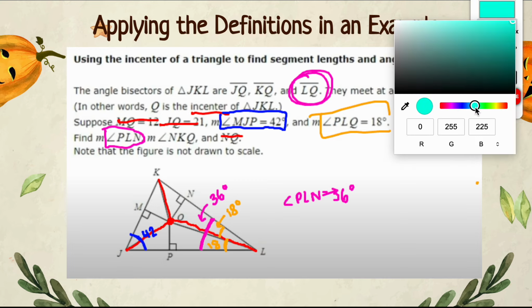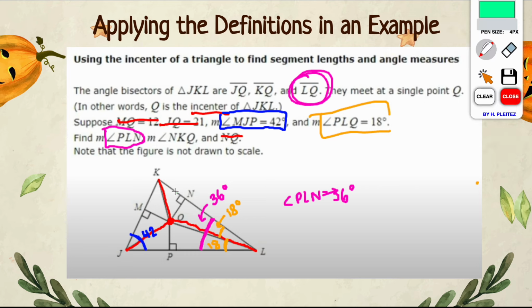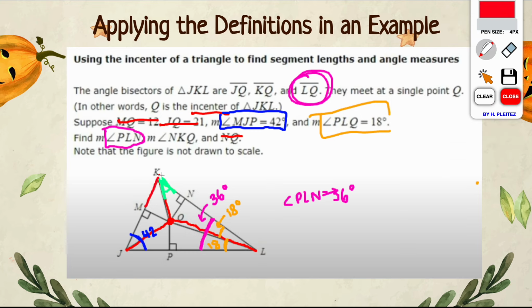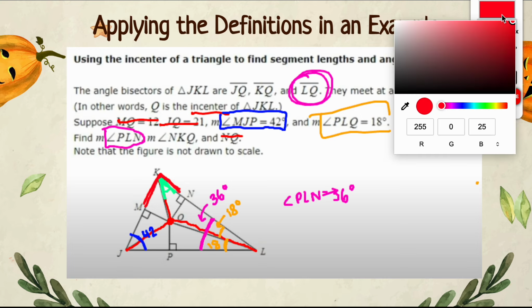Now, let's use one other color. Hopefully, I can find a slightly different one to find angle NKQ. So angle NKQ is this angle right here. So we have to try to figure out what we've got. Now, in my head, if I know that KQ is an angle bisector, I know that if I find the entire value of this angle, all I'll need to do is divide it by 2. So let's see if I can do that.